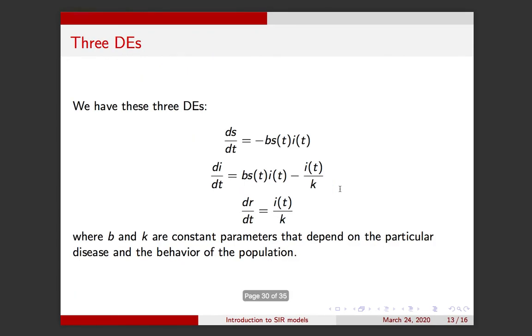So all that to say, we have these three differential equations now. S prime equals negative bsi, I prime equals bsi minus I over k, R prime equals I over k, where b and k are constants that depend on the particular disease and how the population is behaving, and environmental factors perhaps, whatever.